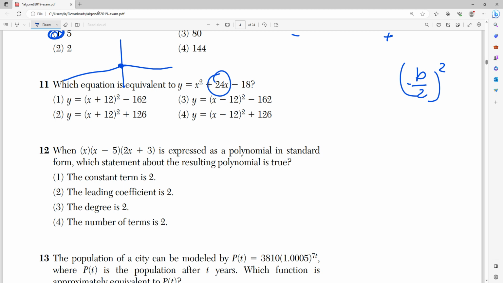And then we're going to add that to the end, right? So in other words, this is what we're going to do. We're going to have y squared plus 24x, right? We're going to set aside the negative 18. Next, we're going to take 24, which is our b value, divided by 2 and square it, right?